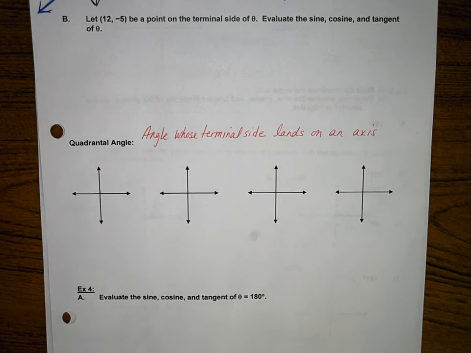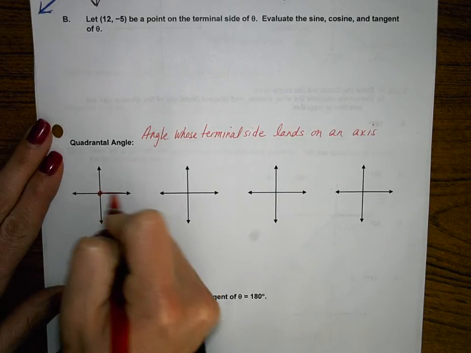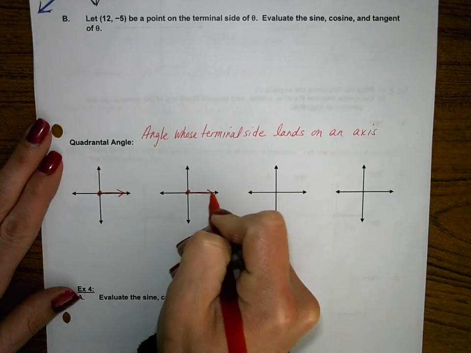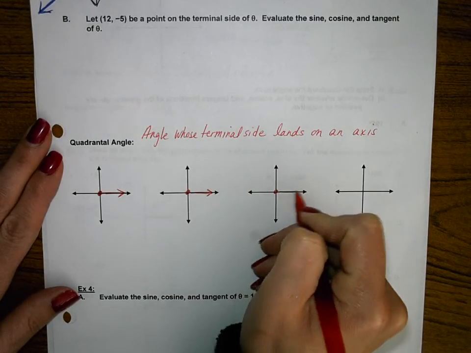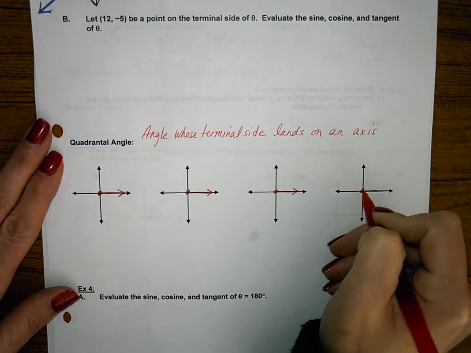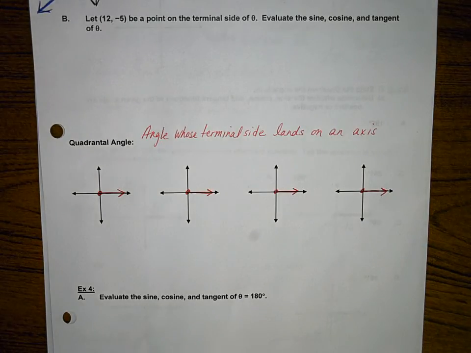So we really have 4 different scenarios. We know that in all cases, my initial side starts right here on the positive x-axis. Any angle that I'm making, my initial side starts out at the positive x-axis. Now, if we continue to work, we should see that there are really 4 special angles.